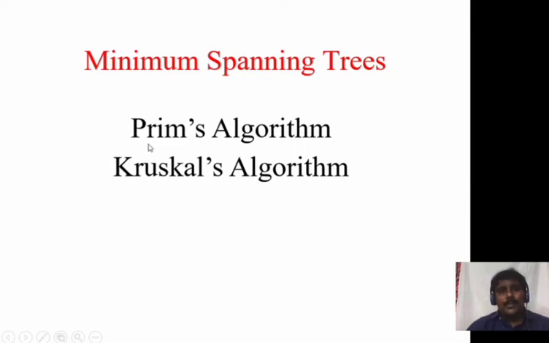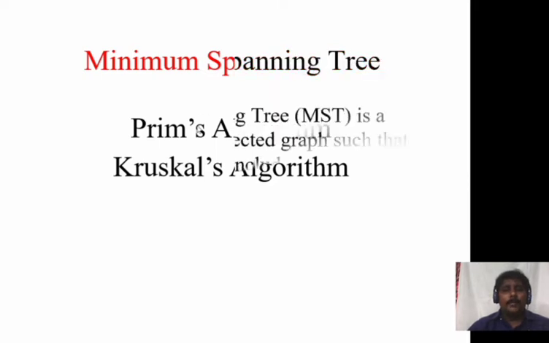Hi, welcome back students. In this video we are going to discuss minimum spanning trees. There are two methods: Prim's algorithm and Kruskal's algorithm. These two are very important. They are similar, that means they are almost identical, and only in some points they are different. So now we will discuss Prim's algorithm and Kruskal's algorithm in detail.